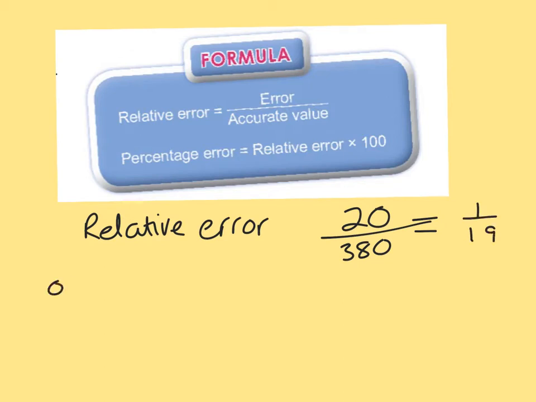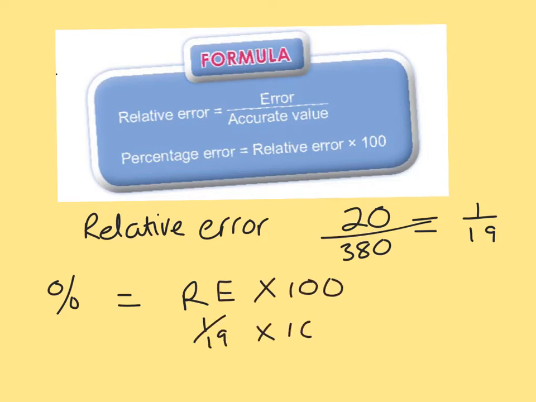And then your percentage error is your relative error, RE, multiplied by 100. So what we get is 1/19 multiplied by 100, and that will give you 5.26, we'll round it to 5.3%. So that's how much of an error we had in that packet of biscuits.